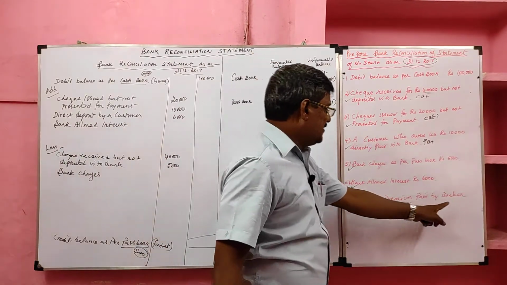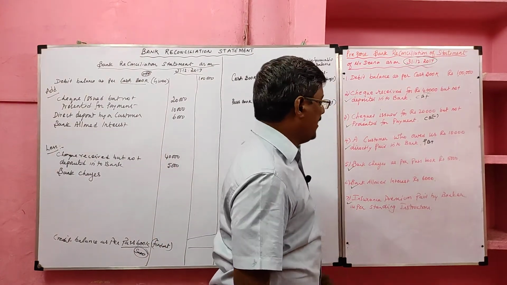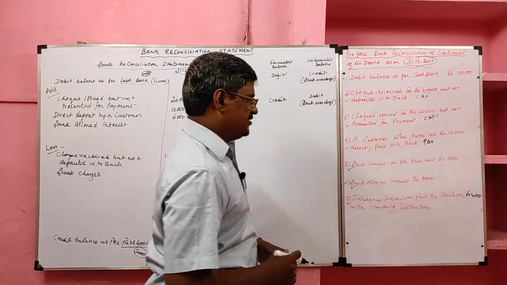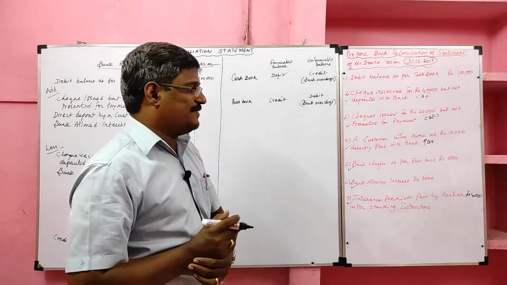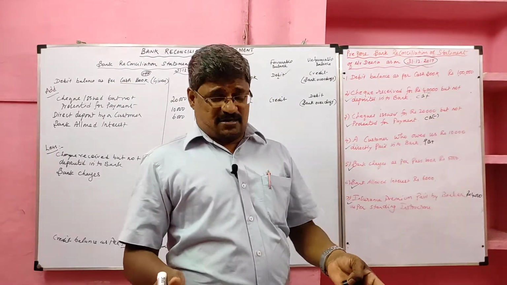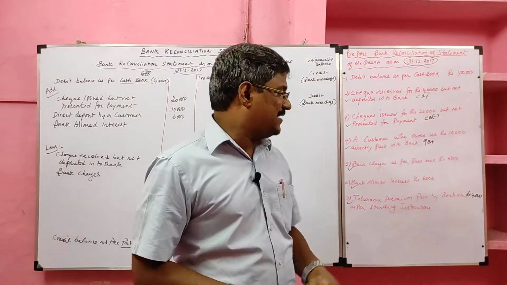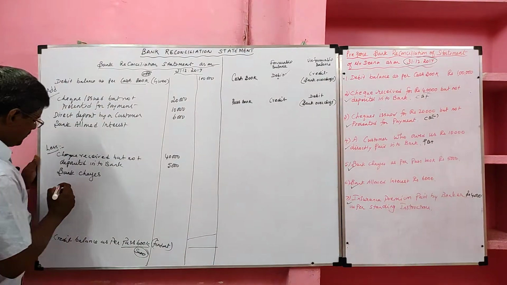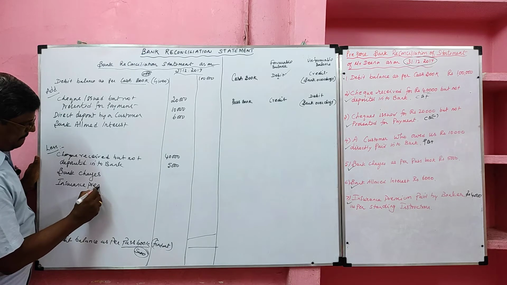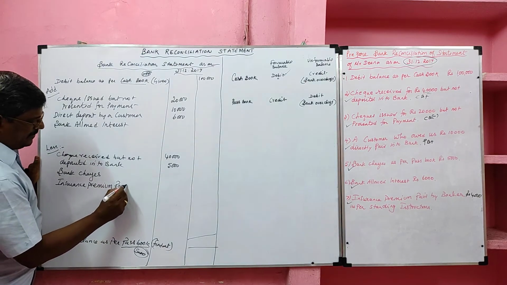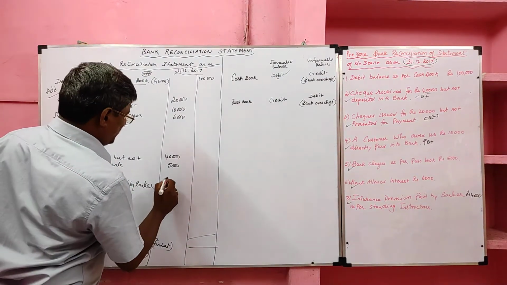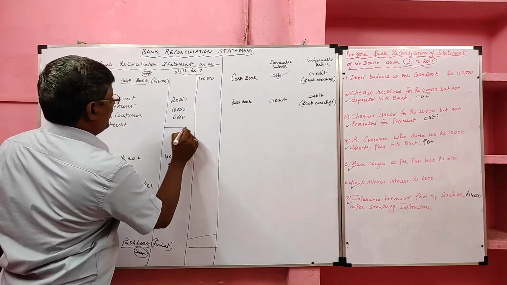Insurance premium paid by the banker, rupees 4,000 as per standing instruction. So the premium amount was paid by the banker as per the standing instruction. Where did the transaction take place? The transaction took place in the passbook. It was deducted. Now also we have to deduct. So insurance premium paid by banker. How much? Rupees 4,000. Now what do we have to do?